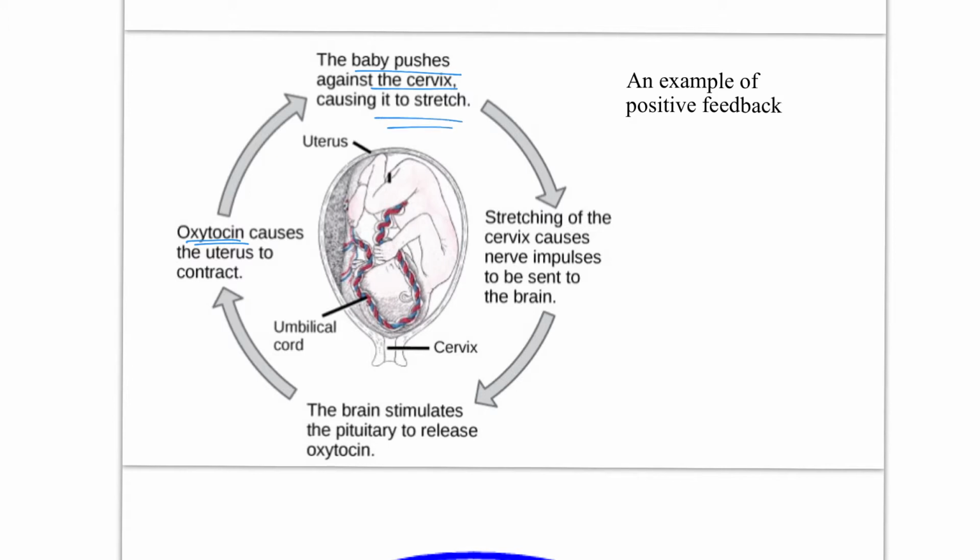This stretches the cervix. Stretching the cervix causes nerve impulses to be sent to the brain, that then stimulates the pituitary gland to release more oxytocin, which causes stronger contractions, which causes the baby's head to push more strongly against the cervix, stretching the cervical wall more, sending a greater frequency of nerve impulses to the brain to release more oxytocin. So this is a positive feedback loop. Smaller contractions lead to stronger contractions during labour.